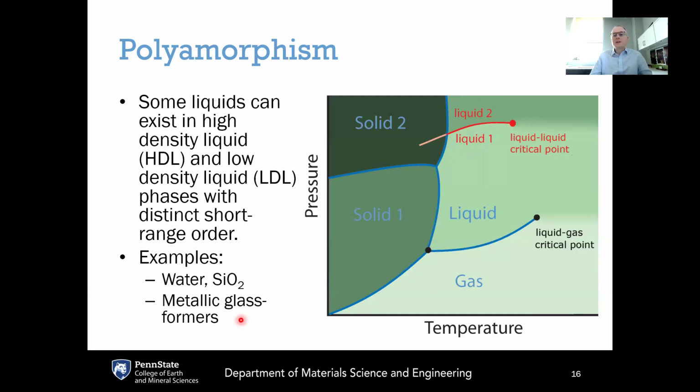And what this means is that if you quench a glass from a high density liquid versus a low density liquid, the characteristic short range ordering of the glass is going to reflect back to that liquid, whether it's the LDL phase or the HDL phase, and therefore the properties of the resulting glasses will be very different depending upon whether they originated from the high density liquid state or the low density liquid state.